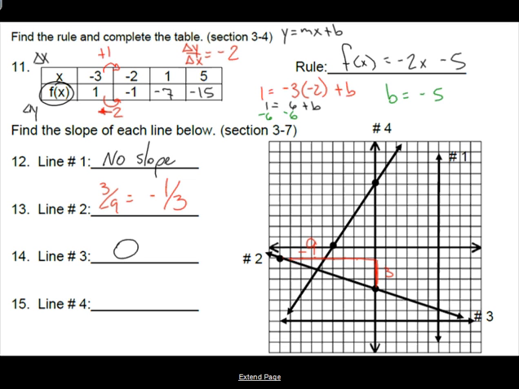For line number 4, I use my 2 points. I have to rise and I have to run. It'll be a positive slope. I had to rise 1, 2, 3, 4, 5, 6 places, and then run 1, 2, 3, 4 places. So my rise is 6, my run is 4. I always have to reduce my fractions. That will reduce to 3 over 2.